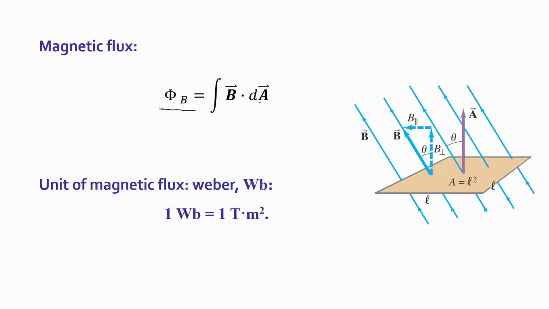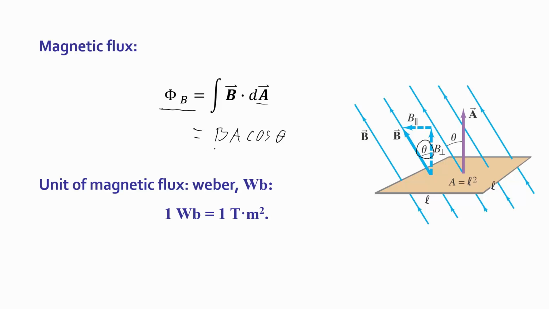Then we have the area vector, which has a magnitude equal to the area of the region you're interested in, and the direction is perpendicular to that region. That's just by convention. If we write this in magnitude form, it's BA times cosine of theta, where theta is the angle between the direction of your magnetic field and the line perpendicular to the region of interest, heading out in this direction.